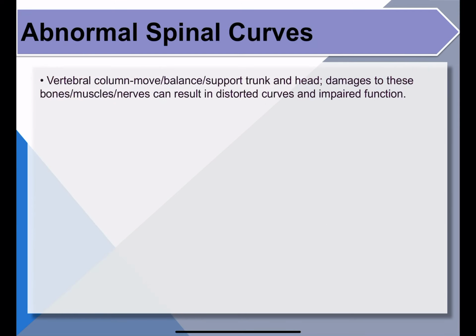Okay. So usually with every chapter, other than discussing the normal anatomy and physiology, we also bring up a few common abnormalities associated with the topic. Now, the vertebral column, which is our backbone, is very critical to help us move, balance, and support the trunk and the head. So damage to these bones, muscles, and nerves can result in distorted curves and impaired function. So we're going to talk about some of these. And hence, when something goes wrong with these vertebral bones, sometimes it can lead to abnormal spinal curves.